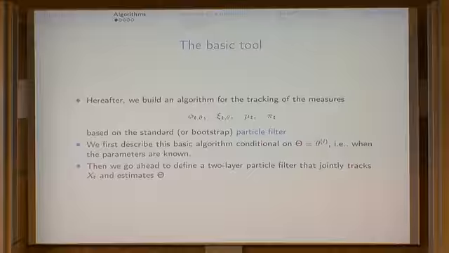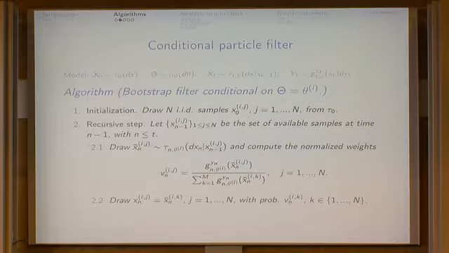So I'm going to go through the conditional particle filter. The only thing I'm saying in this slide is that I will use as a basic building block a bootstrap filter. So if I fix my parameter, say my parameter is theta i, then I can simply build a standard bootstrap filter for this. I just draw from my transition kernels, compute weights according to the likelihoods, and resample.